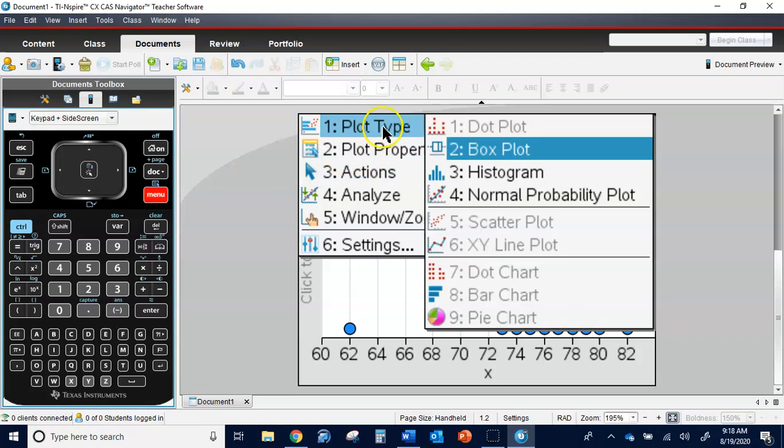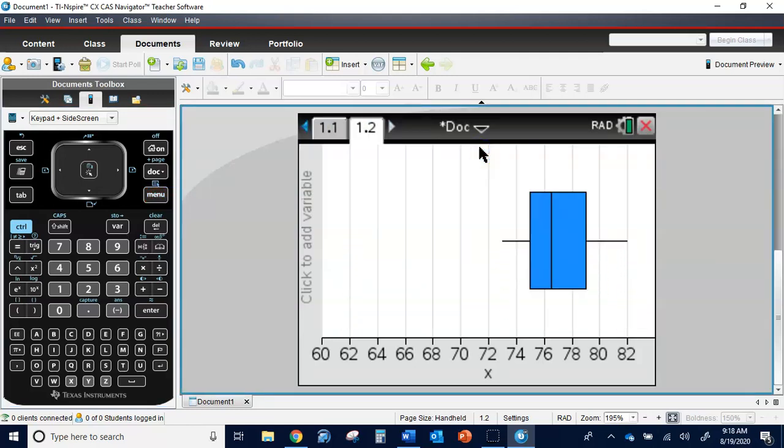And I'm going to go plot type, menu, plot type. I'm going to change it to a box plot. You can see it's calculated that low outlier of 62. I've got 73 here as my lower whisker value. Q1 is 75, median 76.5, Q3 is 79, and the maximum value that's not an outlier is 82. So there's my box plot, and I can hover over those values and see those.